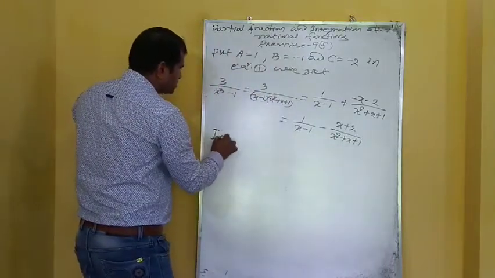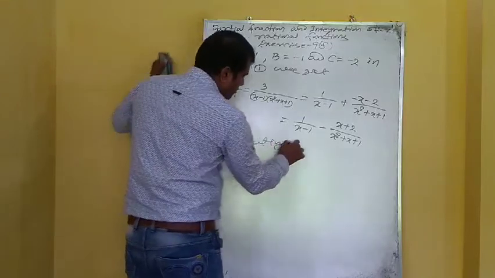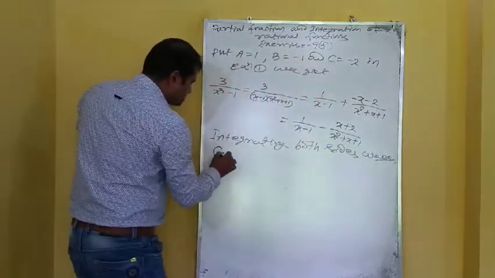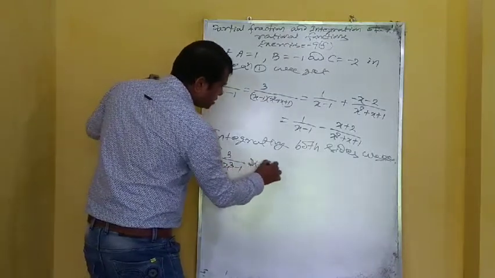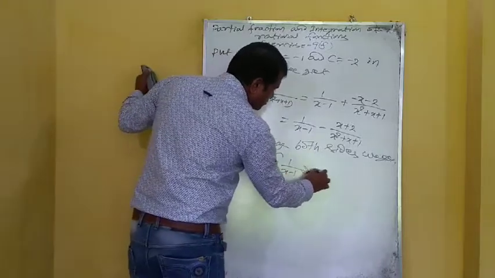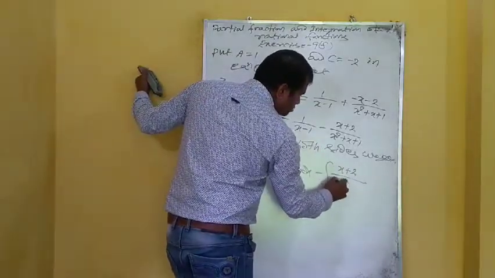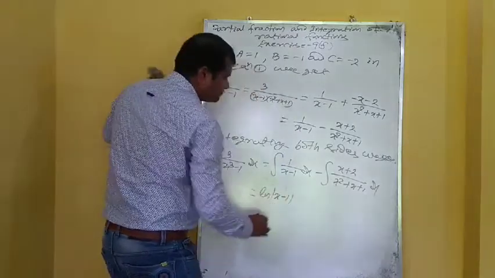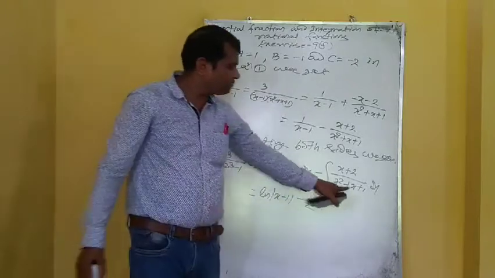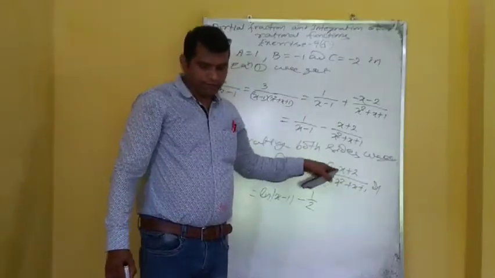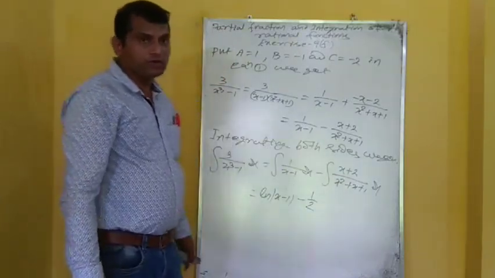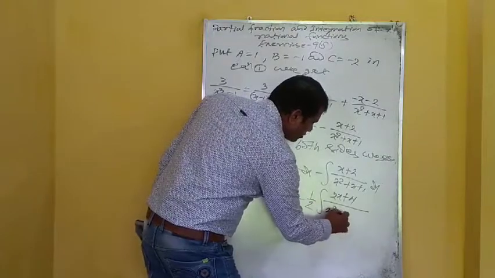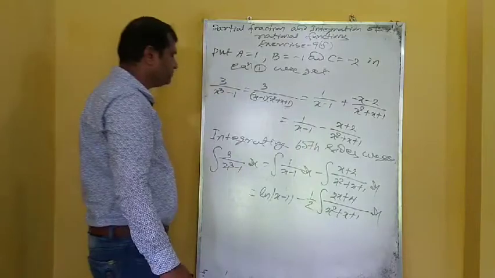Now integrating both sides, we get integral 3 by x cube minus 1 dx equals integral 1 by x minus 1 dx minus integral (x plus 2) by (x square plus x plus 1) dx, that equal to ln |x minus 1| minus, here the derivative of x square plus x plus 1 is 2x plus 1. So now we multiply 2 on the numerator and divide 2 on the denominator. So we get minus 1 by 2 integral (2x plus 4) divided by (x square plus x plus 1) dx. Okay.